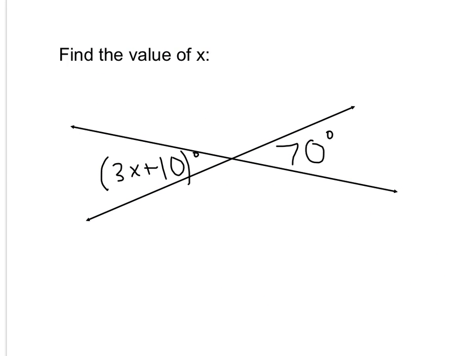Okay, we now have vertical angles. We know vertical angles are equal, so since they're equal, we set them equal to each other. So we just do 3x plus 10 equals 70, and we'd solve.